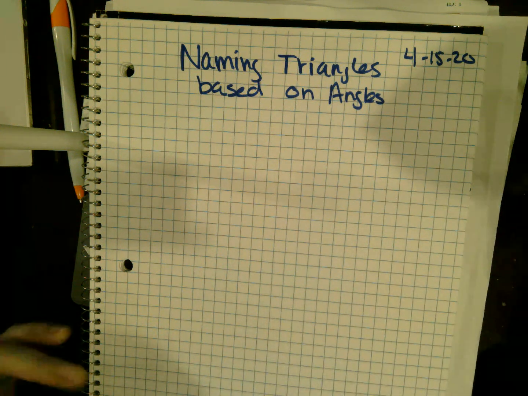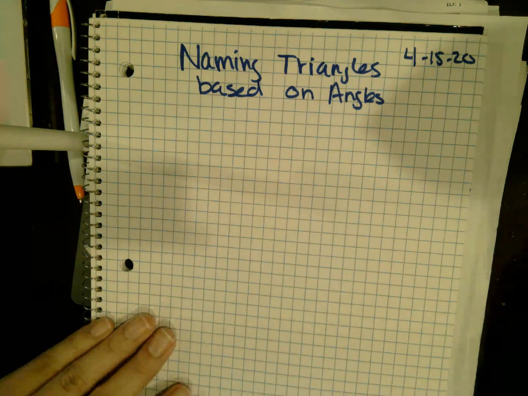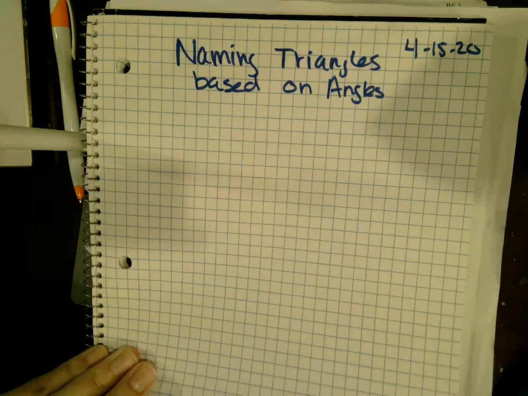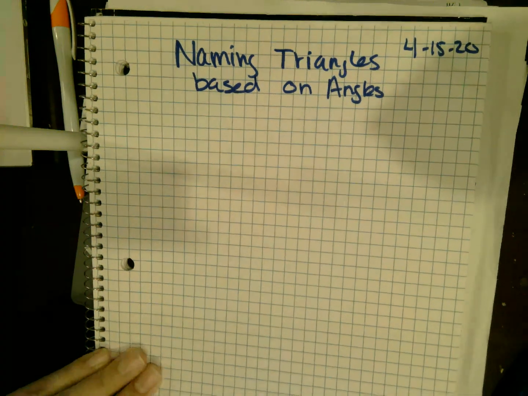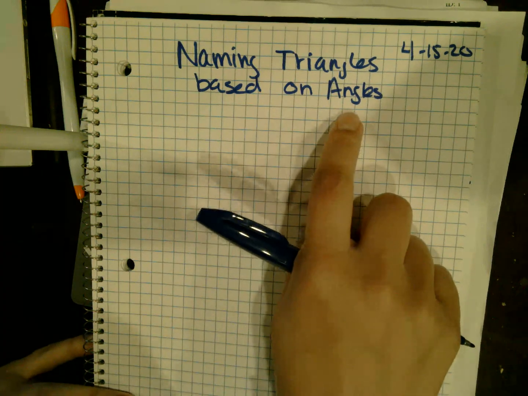The last 2 days we learned about naming triangles based on the sides. Today we're going to learn how to name them based on the angles. Each triangle has two names, one based on the sides and one based on the angles. Today we'll focus on angles.